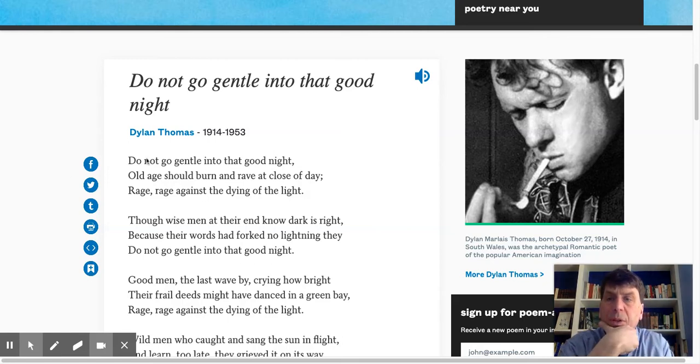So let's just quickly look through the first stanza here. He says, "Do not go gentle into that good night. Old age should burn and rave at close of day. Rage, rage against the dying of the light." So, okay, it's kind of an odd stanza. It's an elegy, so he's talking to presumably someone who is near death.